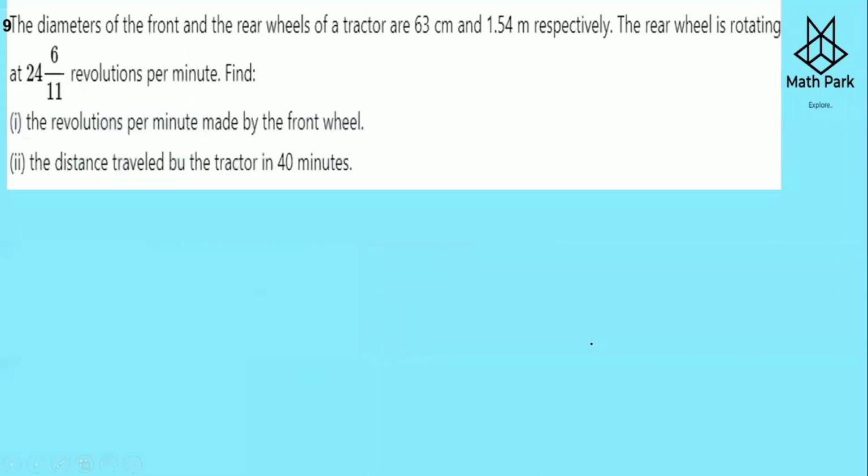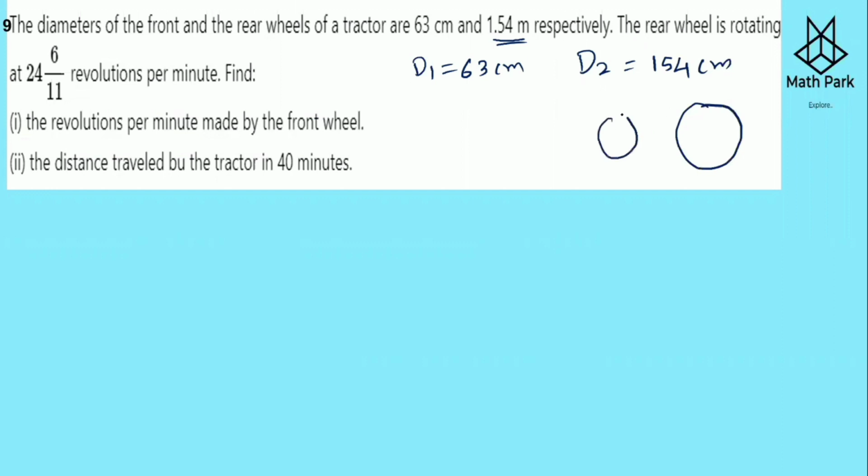Got it? Question number 9. The diameters of the front and rear wheels of a tractor are 63 centimeter and 154. So let us take D1 is equal to 63 centimeter and D2 is equal to 1.54 meter, that is 154 centimeter. Now the rear wheel is the back wheel, which is the bigger one, and the front wheel is the smaller one. Remember that.